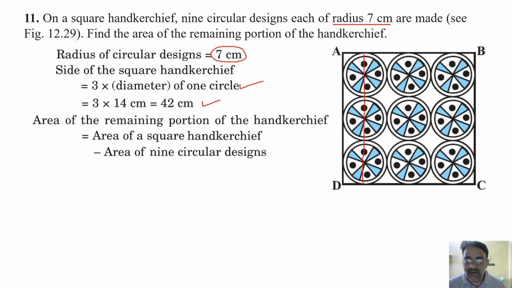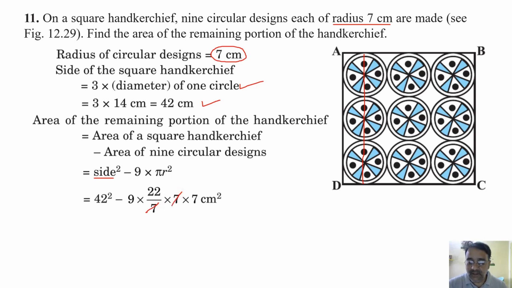So area of square will be side square, and area of 9 circles will be 9 into pi r square. So that is 42 square minus 9 into 22 by 7 into 7 into 7. So one 7 will cancel. 42 square is 1764, and this will be 154 into 9, 1386. So if you subtract, you will get 378 centimeters square. So this is the required answer.